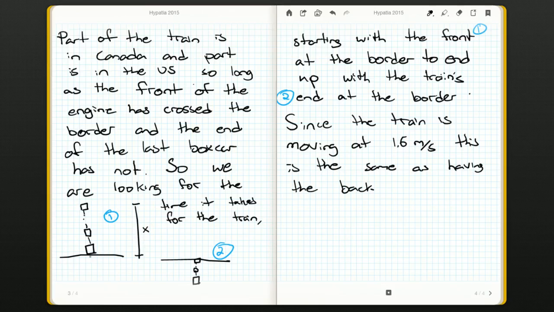Another way of thinking of it is, if we start like this, here's where the back of the train is. How long does it take for the back of the train to move this distance? Because then it'll be at the border. So that's another way to think of it.